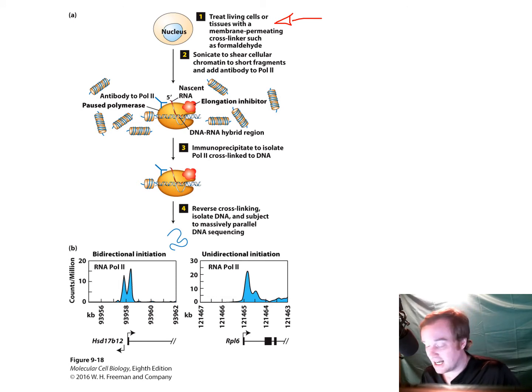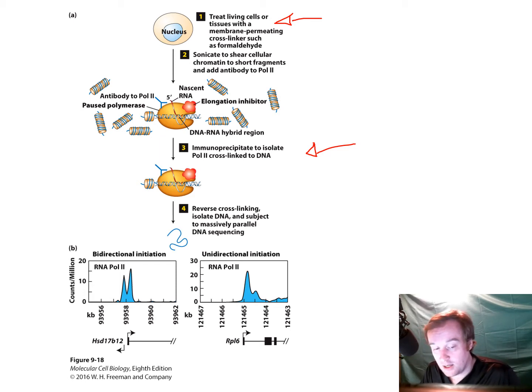And then in step 3, the anti-RNA polymerase II antibody is applied and precipitates RNA polymerase II and its covalently linked DNA. So we're going to get rid of all the transcription factors and other proteins that are interacting with the DNA, the histones, etc., and only pull down, using these antibodies, the RNA polymerase II.